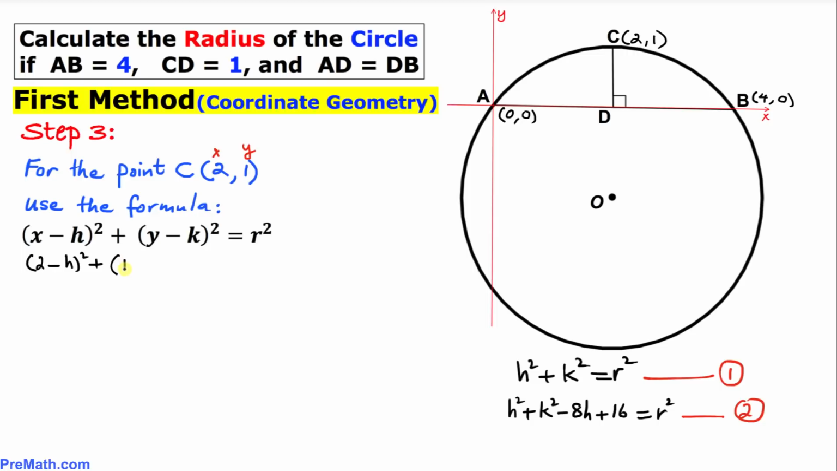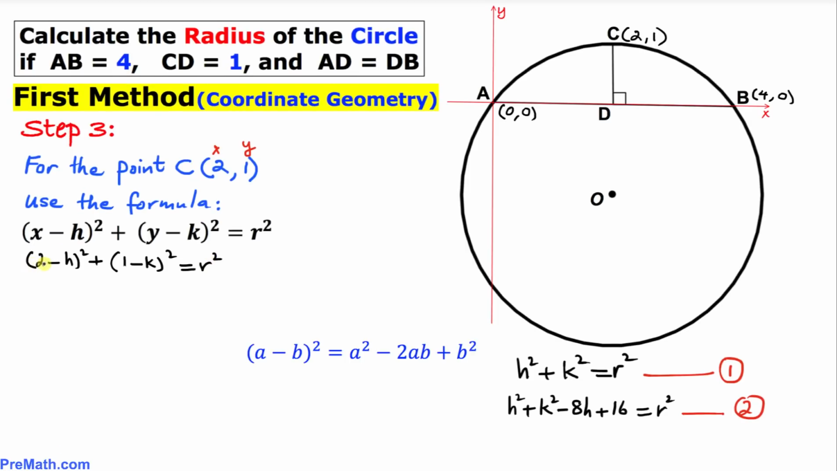I'm going to replace it by 1 minus k square equal to r square. Let's expand these binomials by using the a minus b square formula. That is going to give us 4 minus 4h plus h square, and likewise 1 minus 2k plus k square equal to r square. Now let's simplify and rearrange.